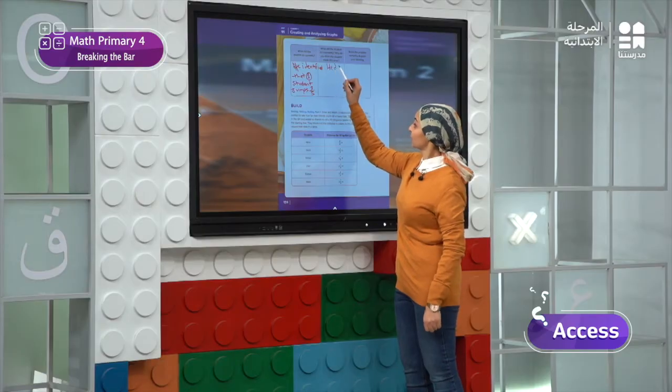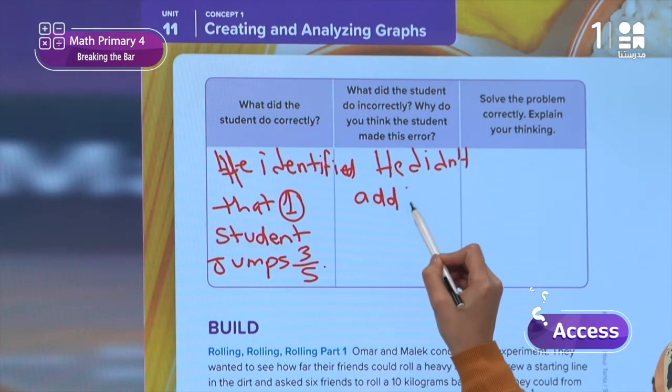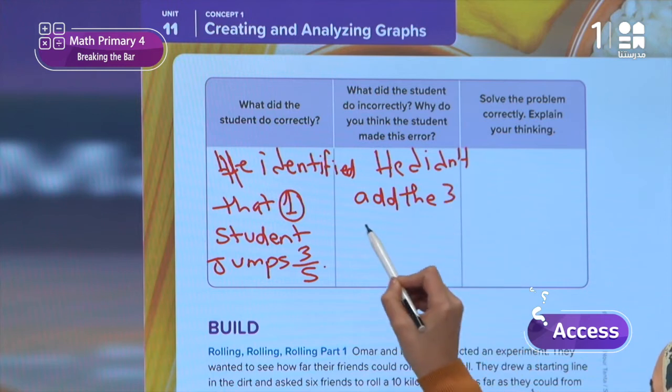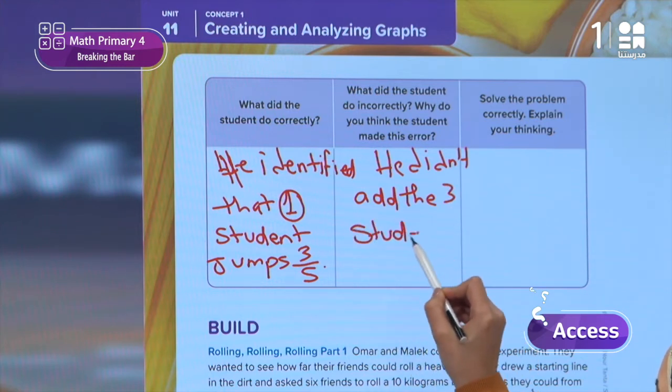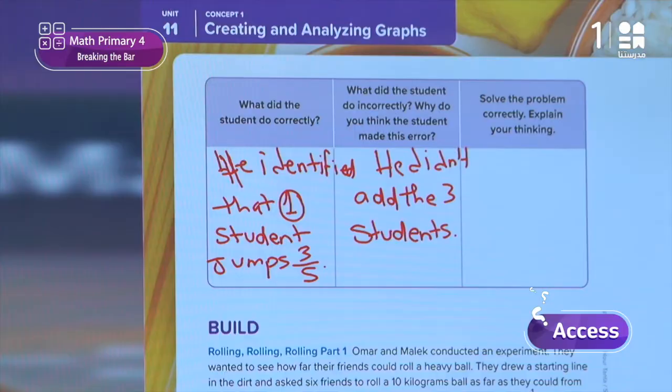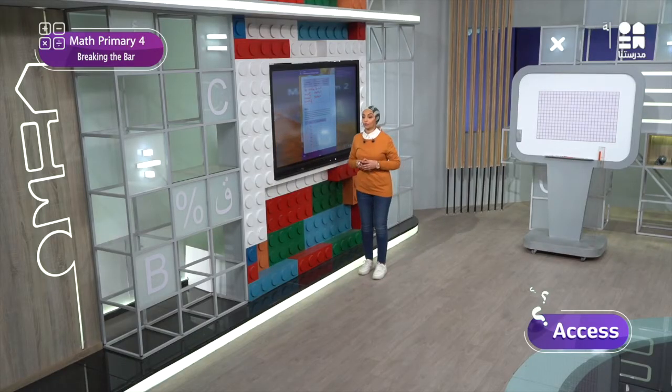He didn't add the 3 students اللي هما they jumped more than 3/5.